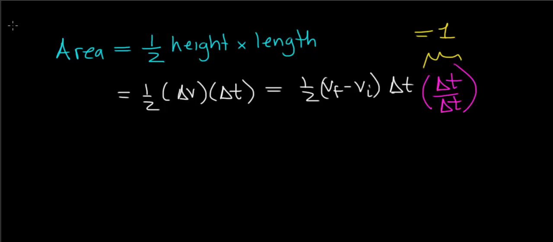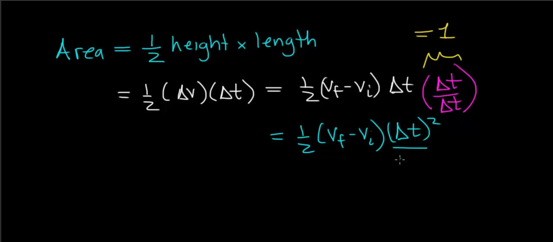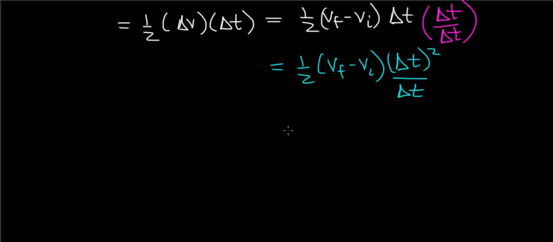Now when I do that, notice that I can now rewrite this as 1/2 (v final minus v initial) times delta t squared, divided by delta t. Now I'm going to manipulate this just a little bit. So what I'm now going to do is rewrite this as 1/2 (v final minus v initial) over delta t, times the quantity delta t squared.